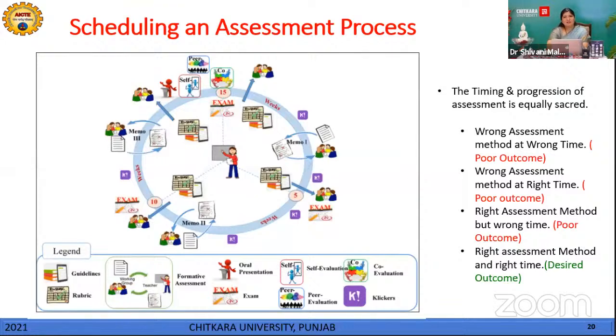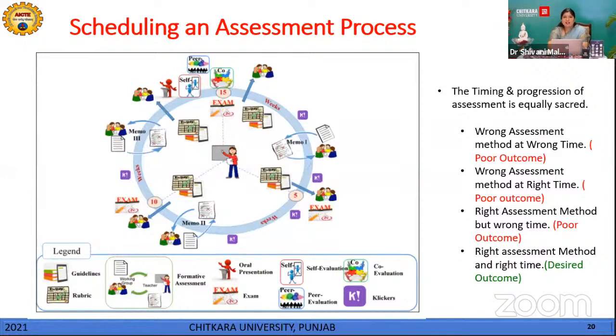Planning assessment is well and fine. Right. There is another thing, that is scheduling assessment. So even if you schedule the assessment with the right time and right testing items, sharing of guidelines and rubrics becomes equally important. Otherwise, the outcome that we'll achieve will always be compromised, right?